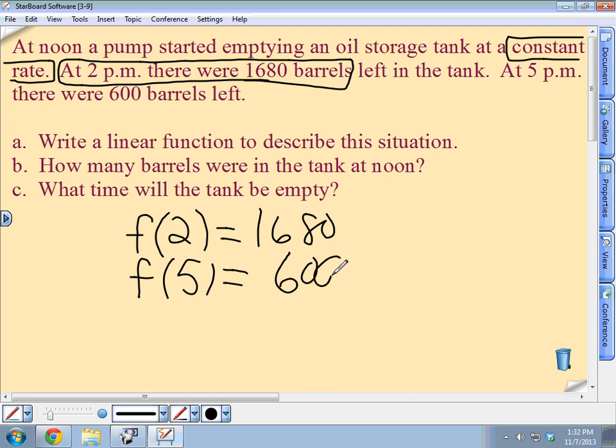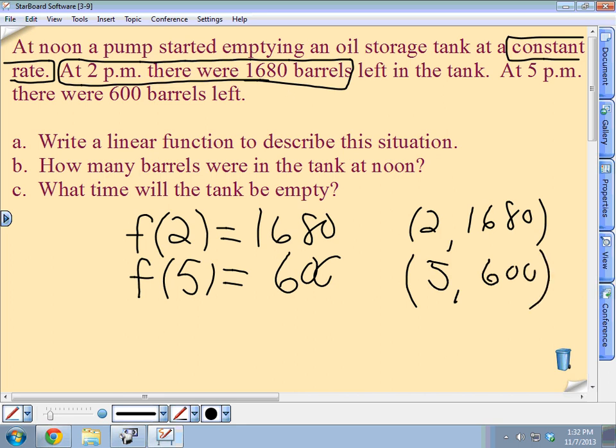From all this up here, this is all you need to come up with to be able to write this equation, okay? Now you have 2 points. It's exactly the same way you had on your homework. Because now you know it's a line graph, and you have 2 points on the line, right? You have (2, 1680), and you have (5, 600). That's all that told you. So after 2 hours, you have this. After 5 hours, you have this.